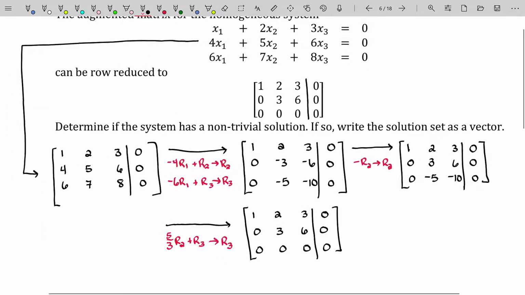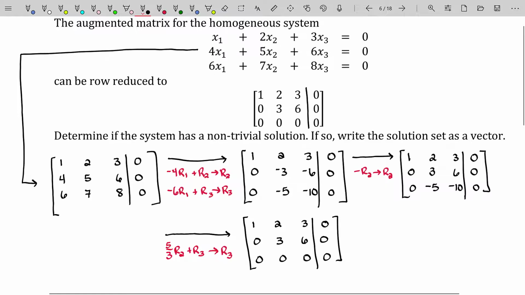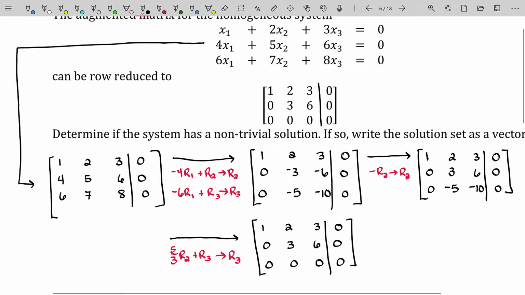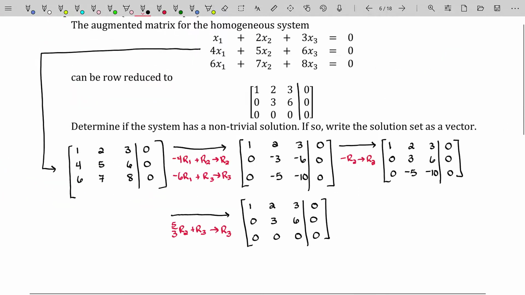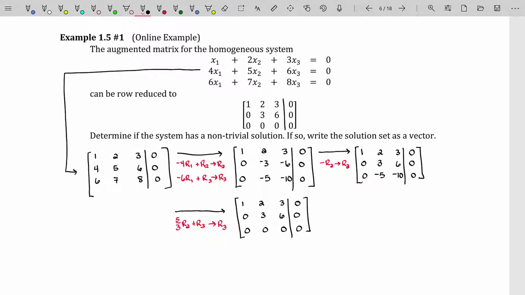All right, so there we go. Now you can see through the row reduction process that it is actually row equivalent to this augmented matrix right here. Determine if this system has a non-trivial solution. If so, write the solution set as a vector. Now we know this system has a solution because it's homogeneous and it always has the trivial solution, but this is asking, does it have a non-trivial solution?